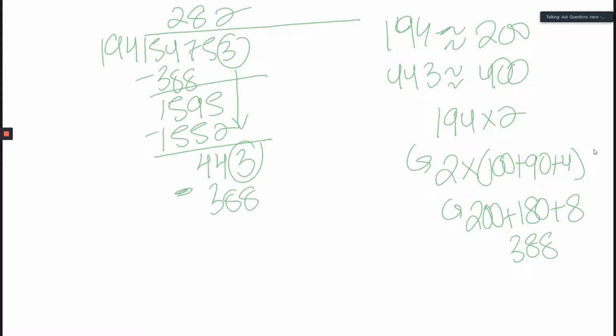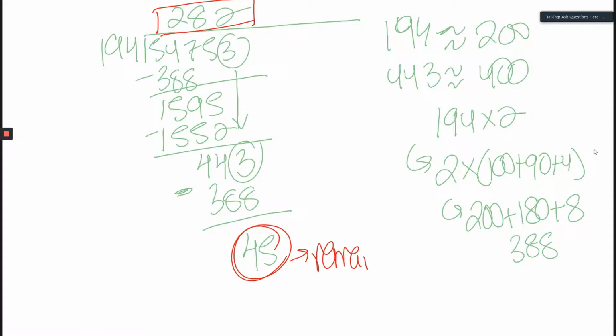Subtract those values together, and we get 45 as our remainder. So 882 should be your answer, and then 45 should be your remainder for question number 1.